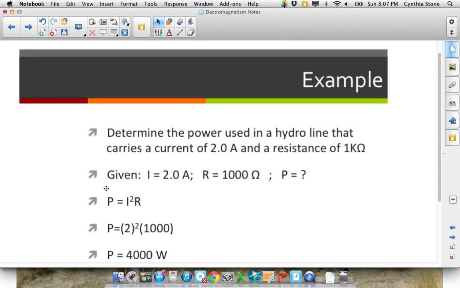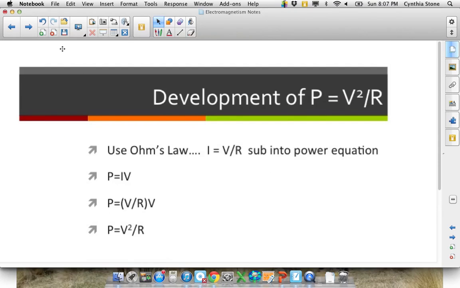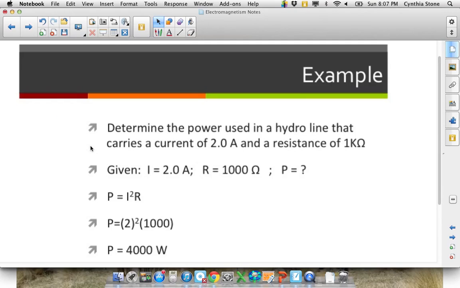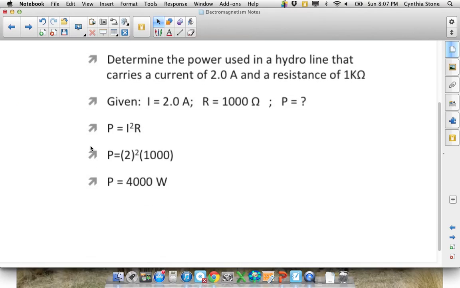What I want you to do, that's not what I just showed you. Those aren't skills you need. That's just information. This is a skill you need. You need to be able to use that formula. So, you have a hydro line. It used a current of 2 amps and a resistance of 1 kiloohm. I did this on purpose. A kiloohm is equal to 1,000 ohms, just like a kilometer is 1,000 meters.